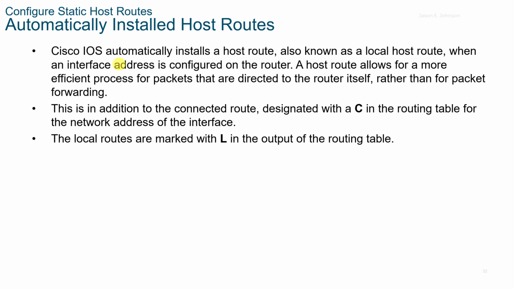On automatically installed host routes, the Cisco IOS automatically installs a host route, also known as a local host route, when an interface address is configured on the router. A host route allows for a more efficient process for packets that are directed to the router itself rather than for packet forwarding. And this is in addition to the connected route designated with a C in the routing table, and the local routes are marked with L in the output of the routing table.